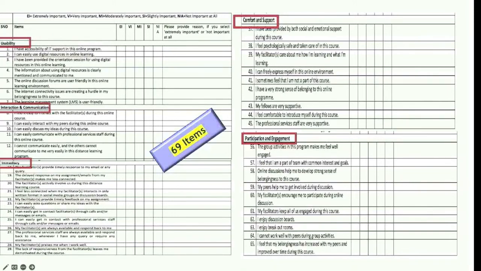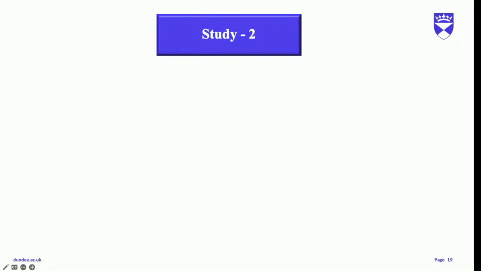I was also looking back to the literature to make sure I did not miss anything and to relate it to my work. So I have generated 69 items at this stage. That was study 1. That gave me the themes, and based on the themes, I developed the 69 items.